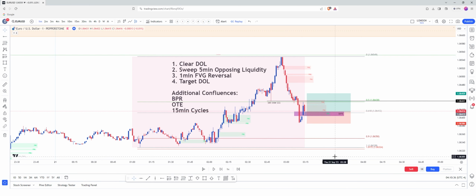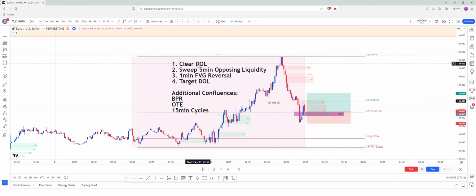So this for me is A+ textbook setup. We know where the draw on liquidity is. We're already in bullish price action. This is just inducement. This is inducing people to try and go short because they think we've got a break of structure here, and then we get the reversal to come and actually take out the liquidity.